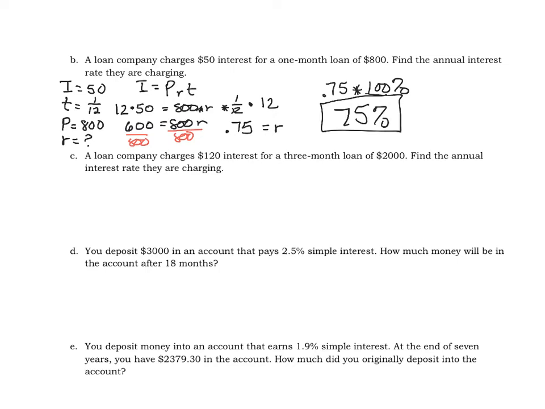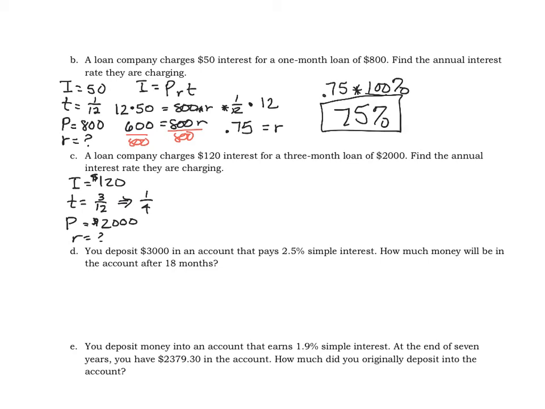C, a loan company charges $120 for interest for a 3-month loan. So that's 3 months out of 12 in a year. And that, of course, will reduce to 1/4 if you're interested. And that loan is $2,000. And again, we're finding the rate.